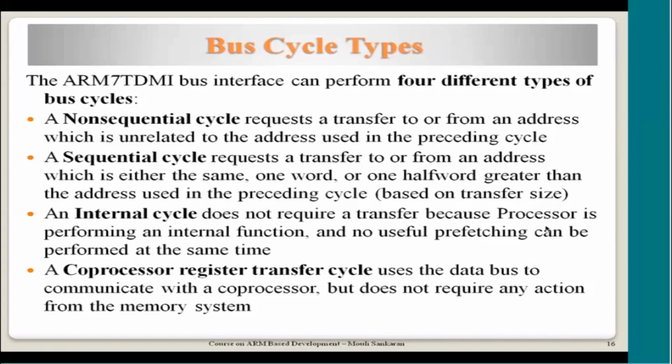So these are the four modes. If I ask you which are the modes where memory should not drive any signal onto the bus, it is very clear: in both these modes, internal as well as coprocessor register mode, it has nothing to do with the memory. The processor is talking to either the coprocessor or it is busy with the internal operation. If the processor is doing a transaction on the bus using this cycle, that means it is communicating with the memory. Either it could be non-sequential access or sequential access. So based on that, memory can respond according to the address which is coming out of the processor. I hope these four different types of cycles are understood by all of you.